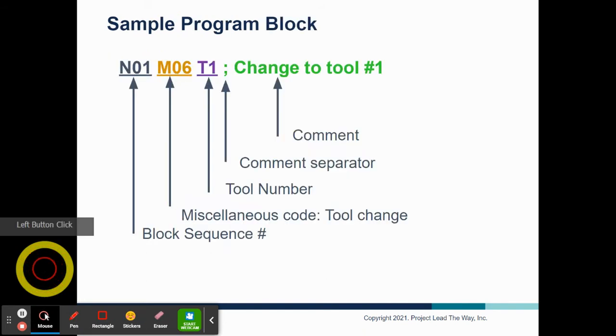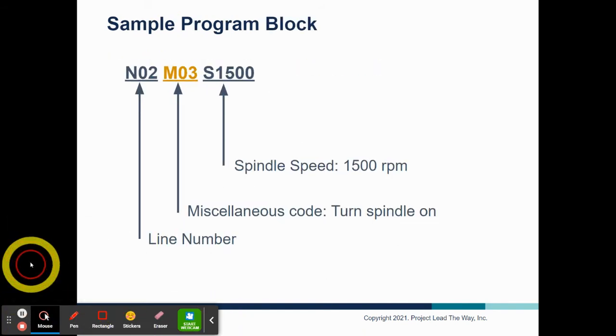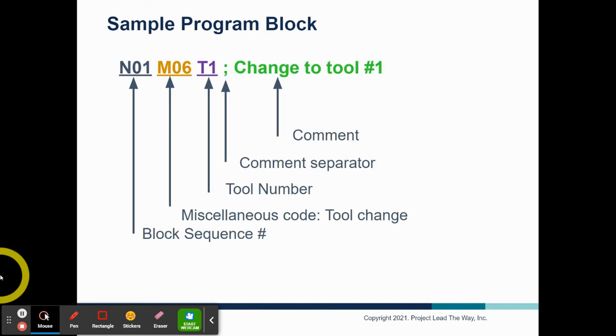All right, so I should be on the back of my mouse now. Cool. So we talked about these sample block programs. This first sample, we talked about how N02, that first line there, is called a line number. And I think I technically skipped one.